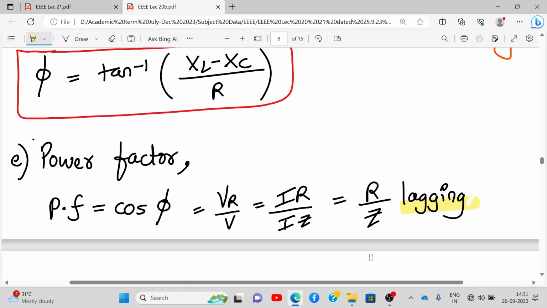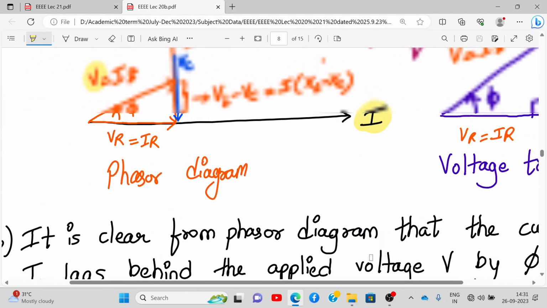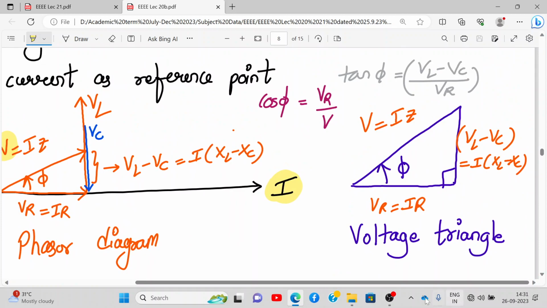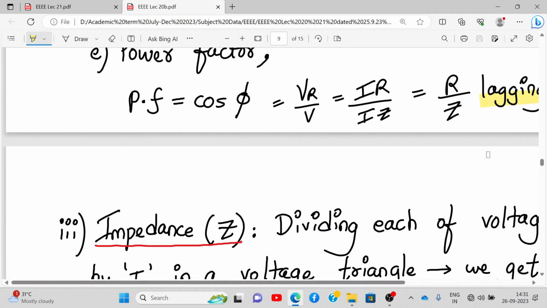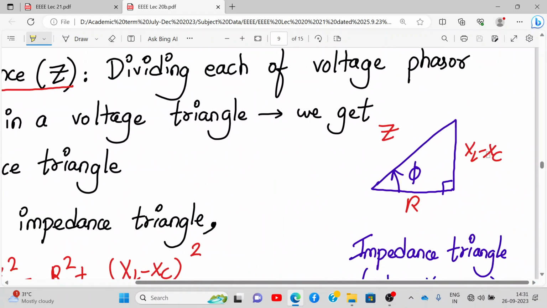Now from this voltage triangle, how do you get the impedance triangle? Divide every quantity by I. In the voltage triangle, divide everything by I. So let me show you the voltage triangle again. In this voltage triangle, divide everything by I. So what you will get over here is Z, R, and here you will get XL minus XC. So your impedance triangle will be this. I've just removed I from every side. So draw the impedance triangle. You need to divide each of the voltage phasors by I. From the voltage triangle, we get the impedance triangle.